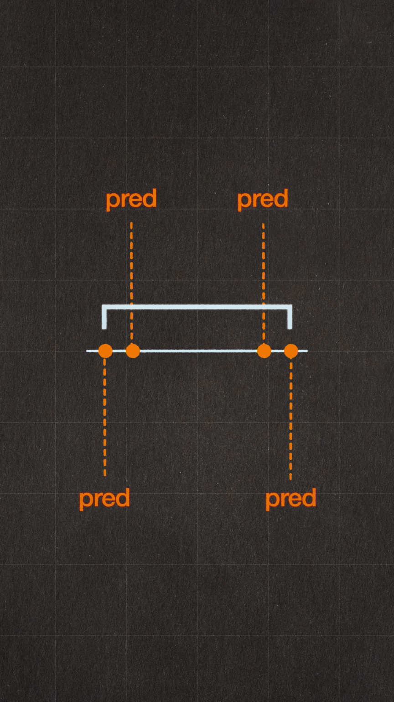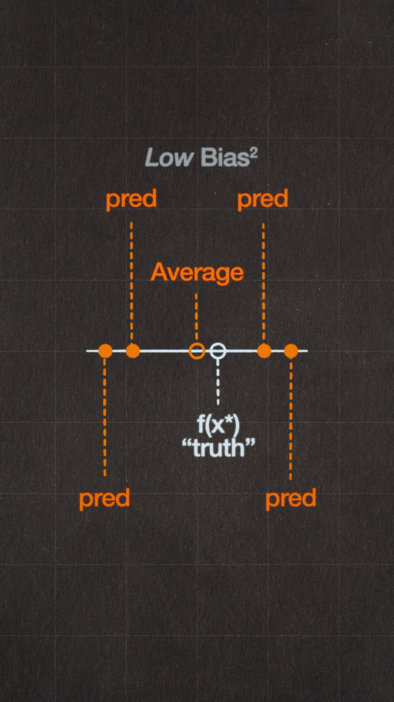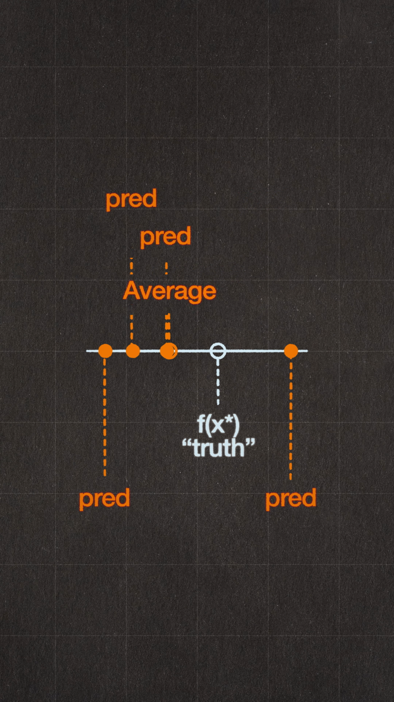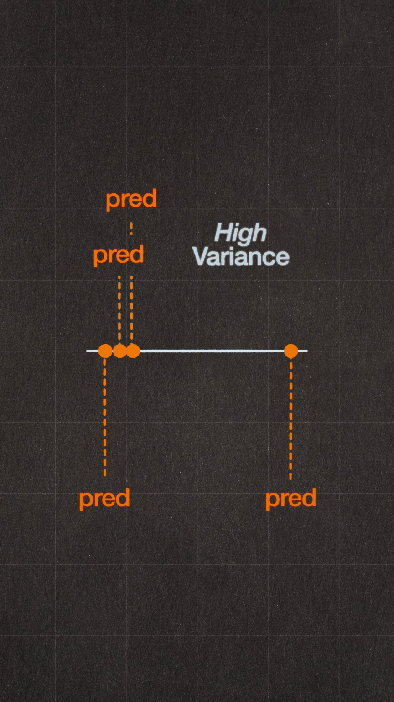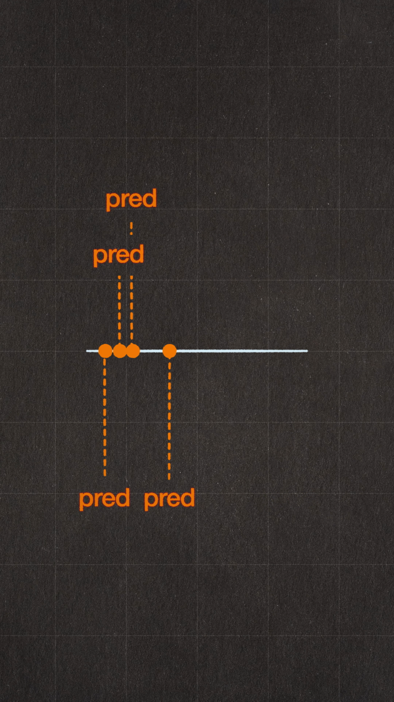So, for example, a learning procedure whose average prediction is close to f(x*) would have a bias close to 0, and a learning procedure whose average prediction is consistently shifted away from f(x*) would have a bias far from 0. On the other hand, a learning procedure whose predictions vary substantially would have high variance, and a learning procedure whose predictions stay close together would have low variance.